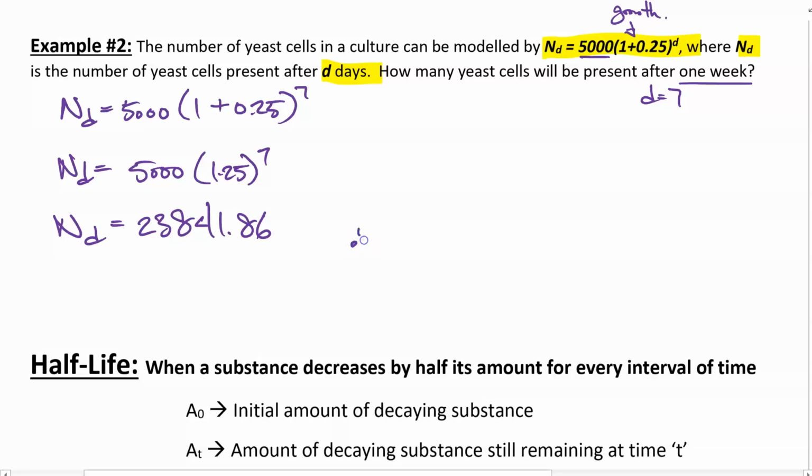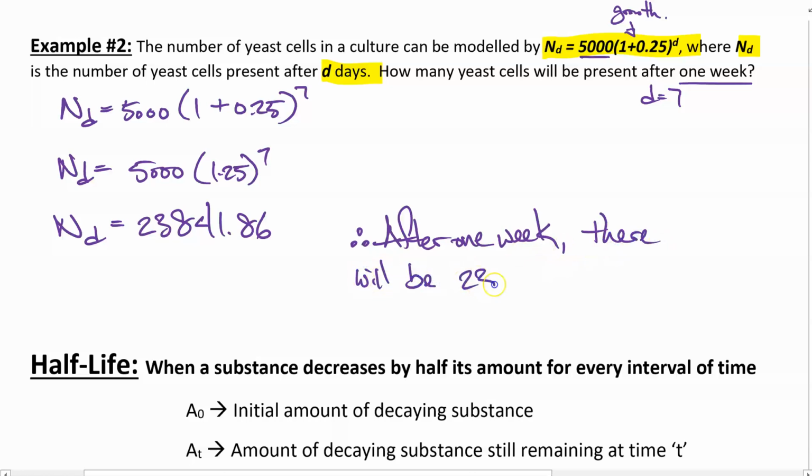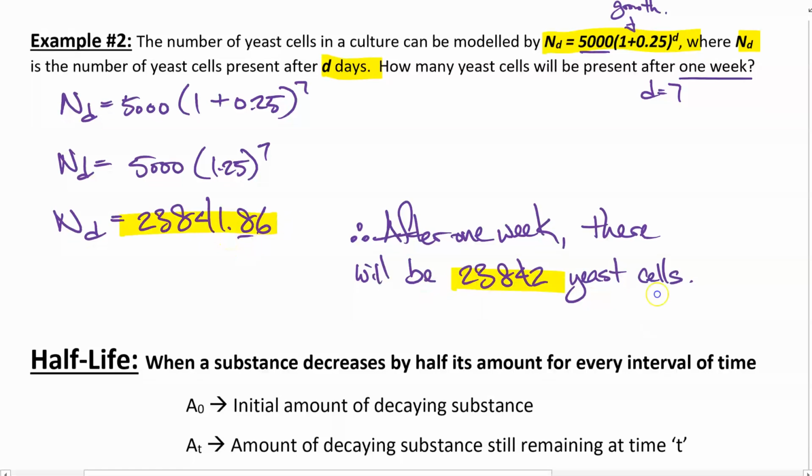We are looking at, therefore, after 1 week, there will be about 23,841, maybe I'll change that to 842 yeast cells, right? Because that's an 8 after the 1, so that 8 will definitely push that 1 to a 2. All right. Okay, that's another growth situation.